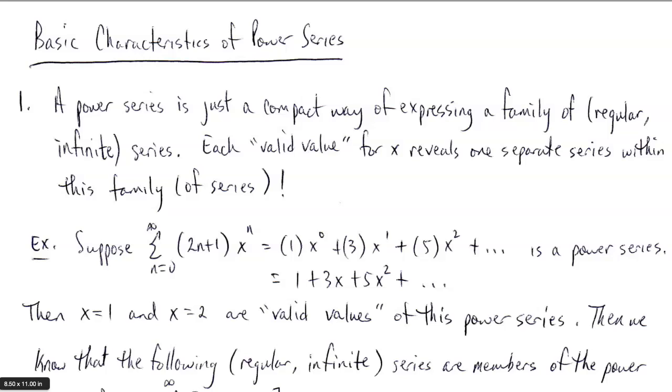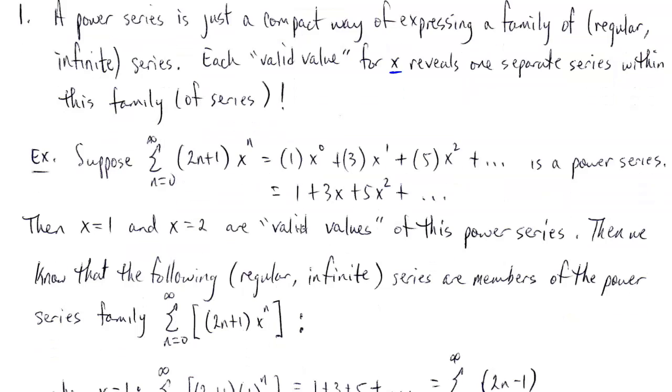So now that we see in general what a power series looks like, let's talk about some of its basic characteristics. First, a power series is just a compact way of expressing a family of regular infinite series. Okay, I'll say that again. It's just a compact way of expressing a family of regular infinite series. Each valid value for x reveals one of the separate series within this family of series that we have. And I have an example here just to make my point.